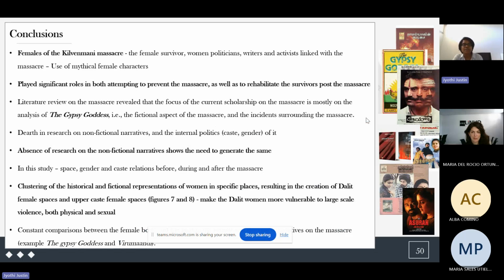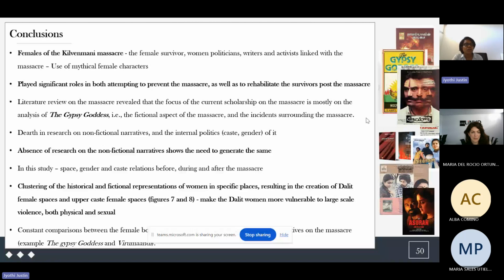We also found that there is an absence of research on the non-fictional narratives, and there is a need to generate the same. We found clustering of historical and fictional representations of women in particular spaces, and this resulted in the creation of Dalit female spaces and upper caste female spaces, which in turn made the Dalit women more vulnerable to large-scale violence.